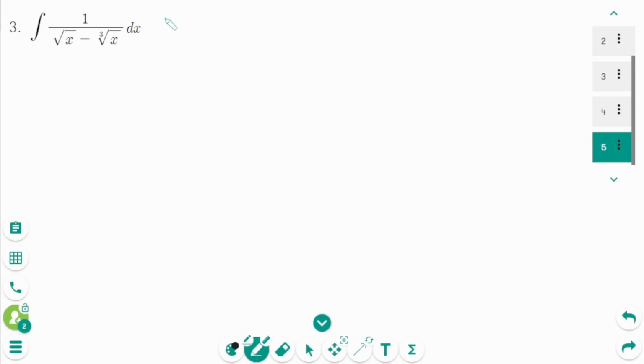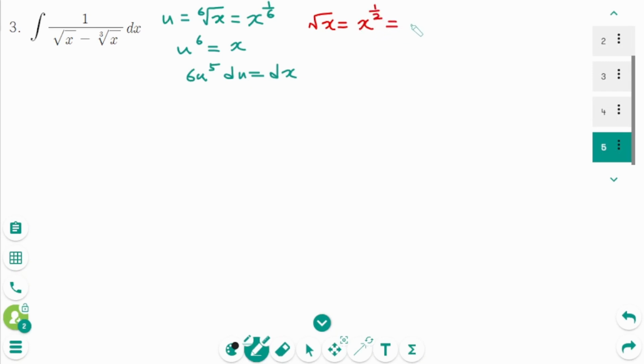Use the substitution. Let u equal 6th root of x. Then make the power form x to the power of 1 over 6. So u to the power of 6 equals x. Then take the derivative on each side. 6u to the power of 5 du equals dx. Then square root of x equals x to the power of 1 over 2. We can rewrite as x to the power of 3 over 6. Then x to the power of 1 over 6 cubed. Then this one equals u, so u cubed.